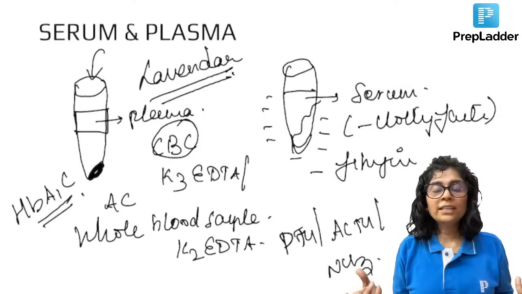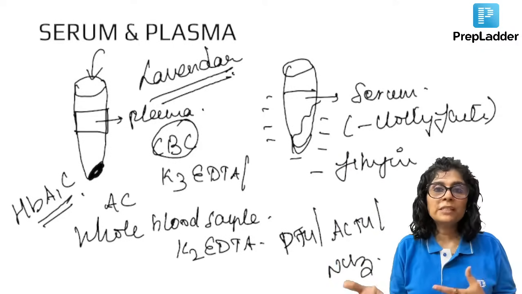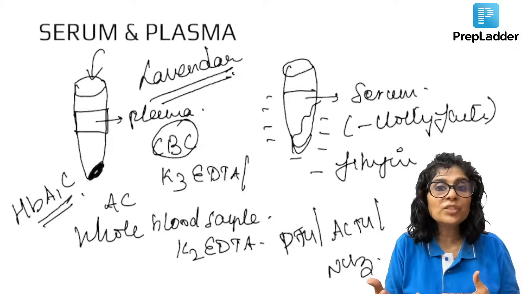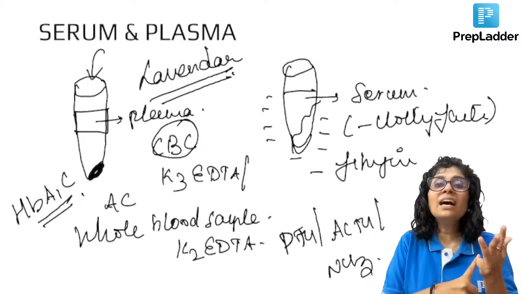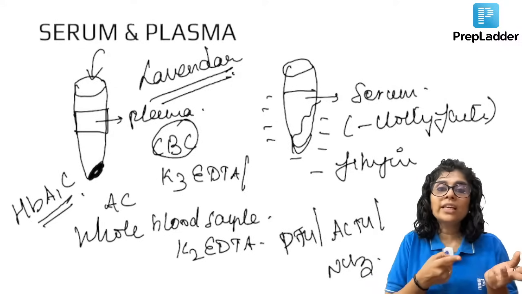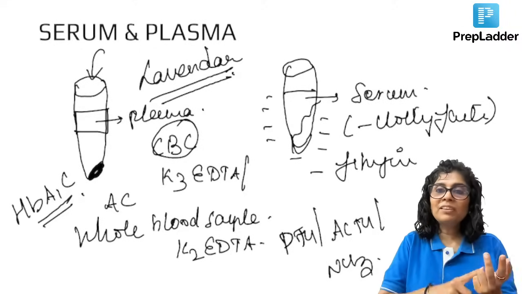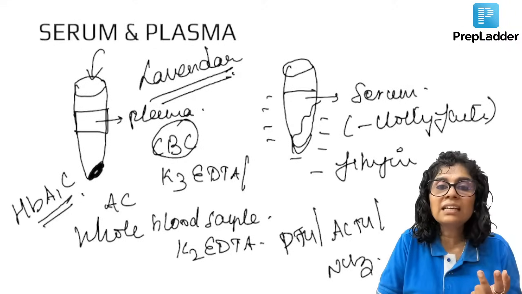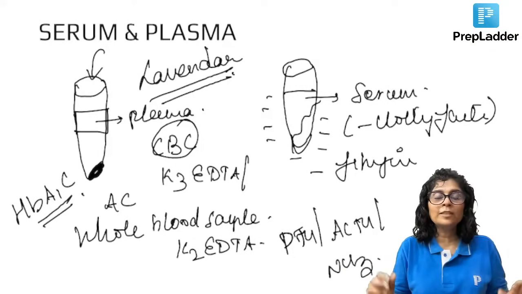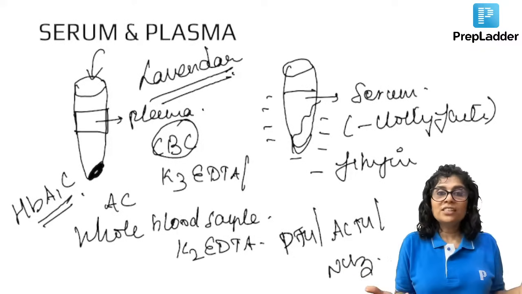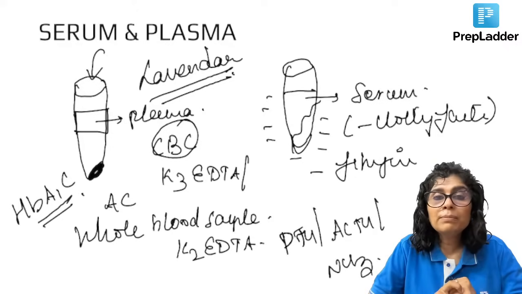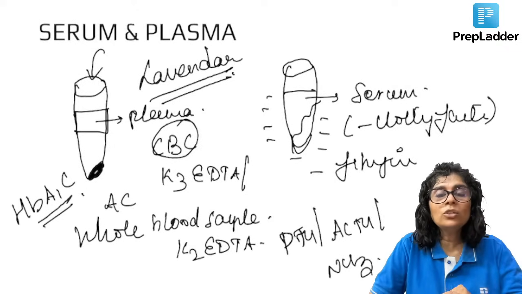I cannot use this for biochemistry. If I'm trying to use this for biochemistry, my potassium levels will be high. It is K2 or K3-EDTA. Potassium level will be high. Calcium level will be low. EDTA chelates calcium. All my calcium levels will be low. Not just that, all my enzymes will be low. All enzymes are dependent on calcium.